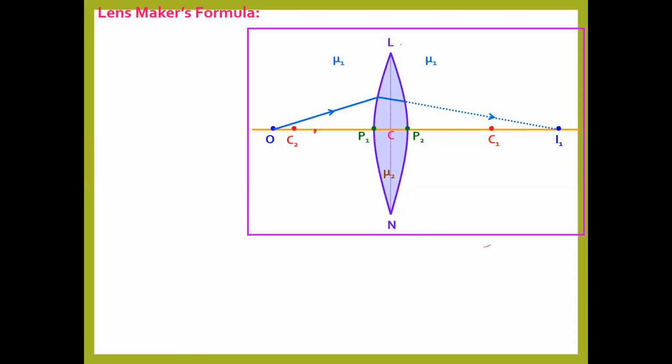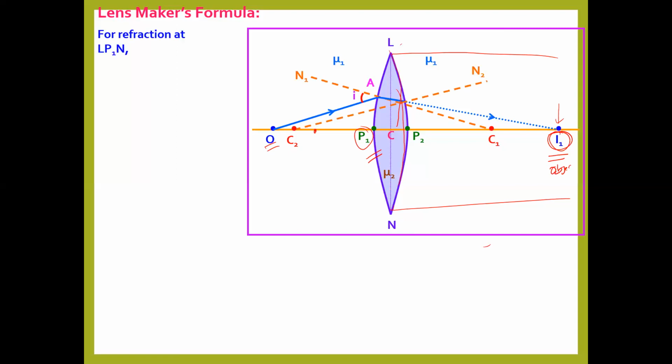if we treat just the first surface like previous cases, then due to that surface I1 should have been the image of the object O due to only this surface. That means we are treating it as if there is nothing else, only that surface is there. But this image due to the first surface acts like an object for the second surface, and finally an image is formed somewhere else. So let us proceed doing some numericals.